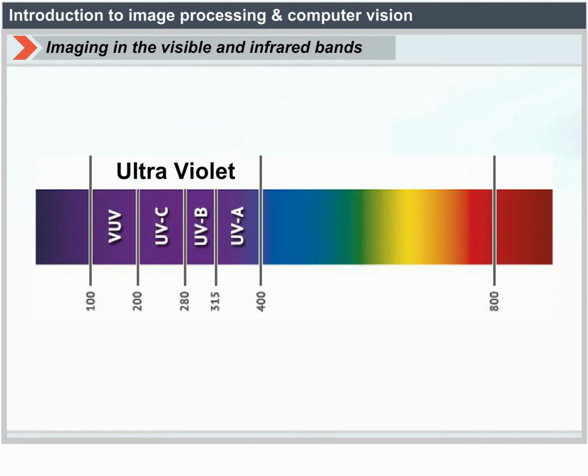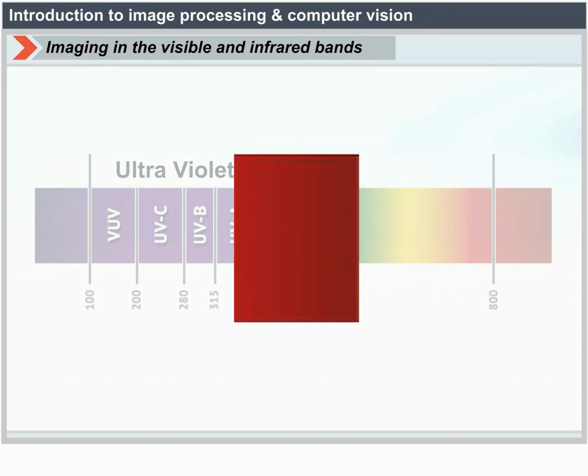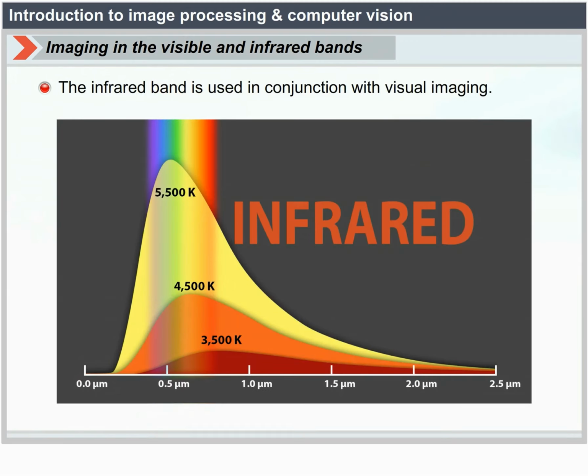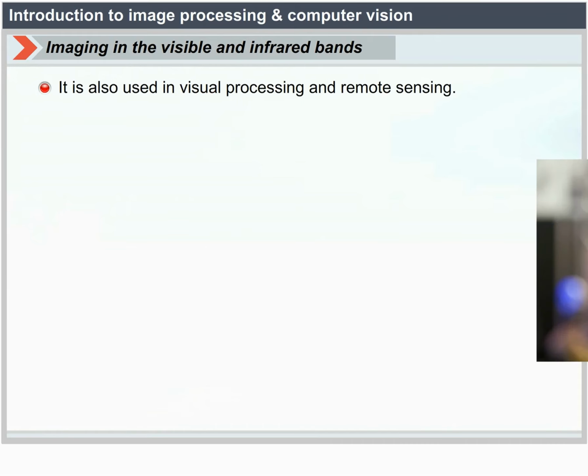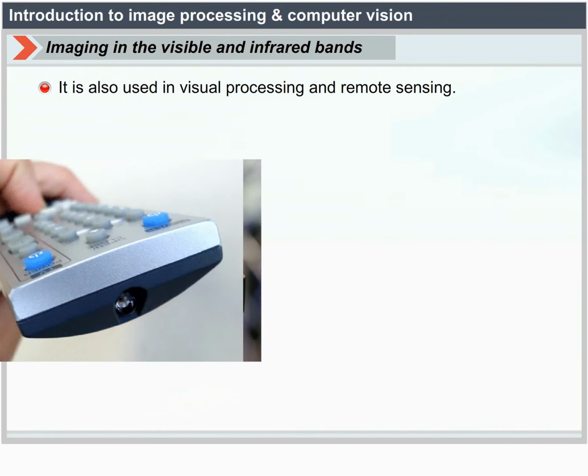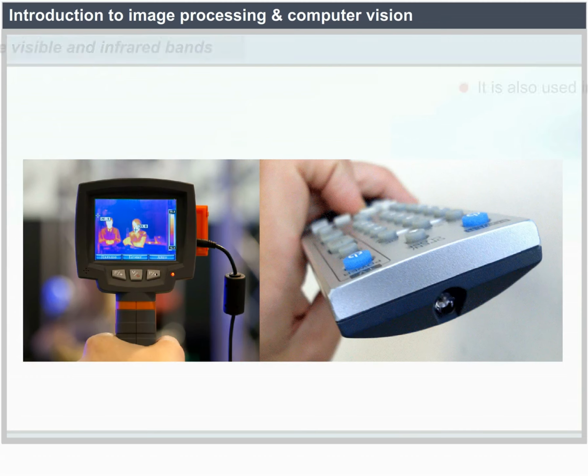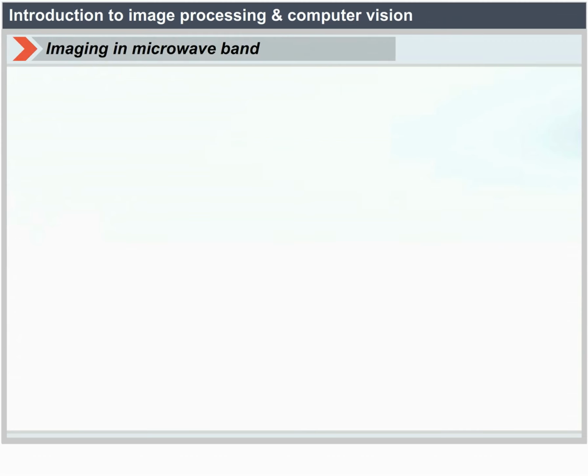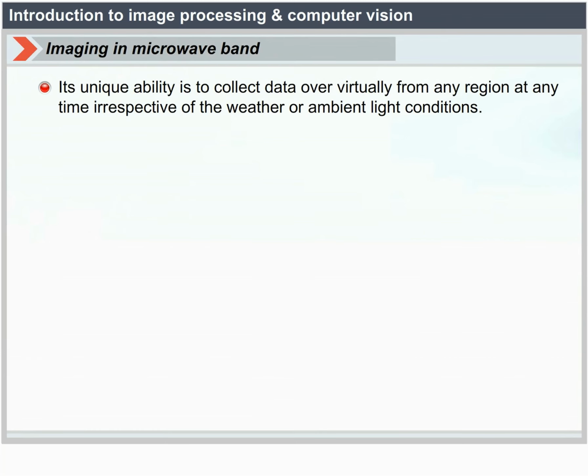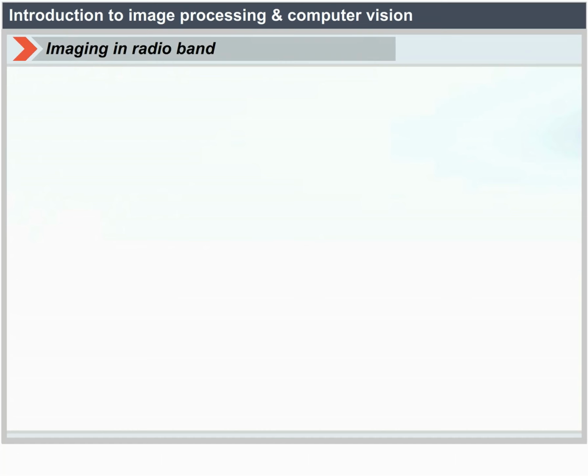Imaging in the visible and infrared bands. The infrared band is used in conjunction with visual imaging. It is also used in visual processing and remote sensing. Imaging in the microwave band. Radar is the application of microwave imaging. Its unique ability is to collect data over virtually any region at any time, regardless of weather or ambient light conditions.